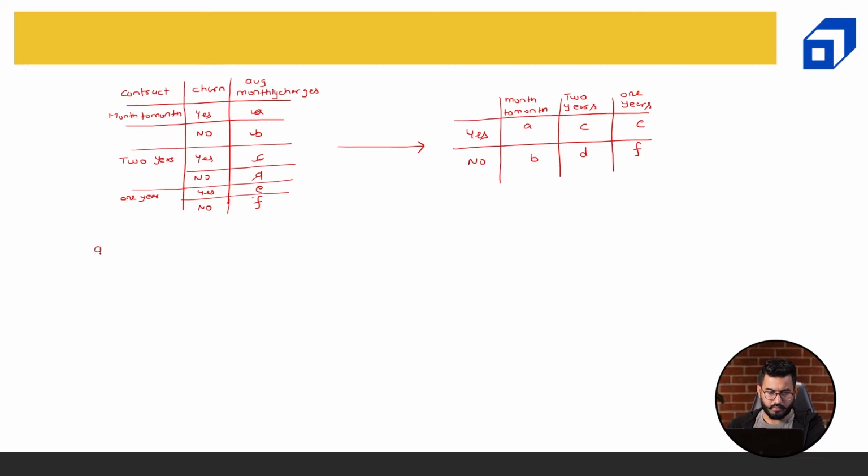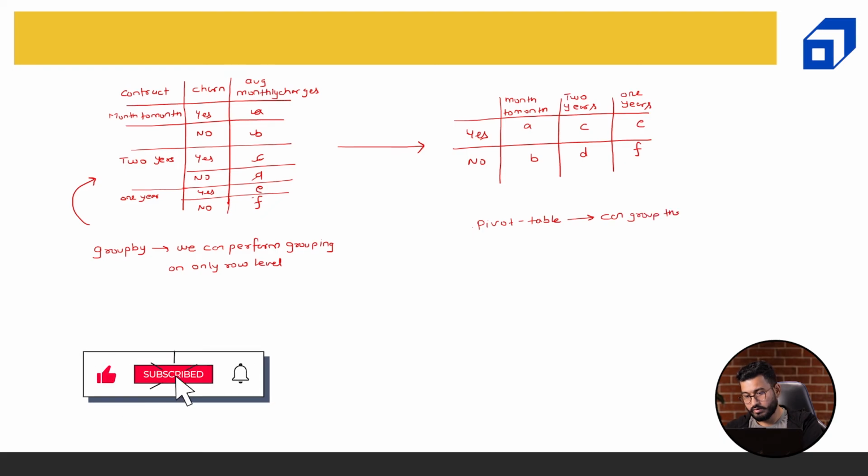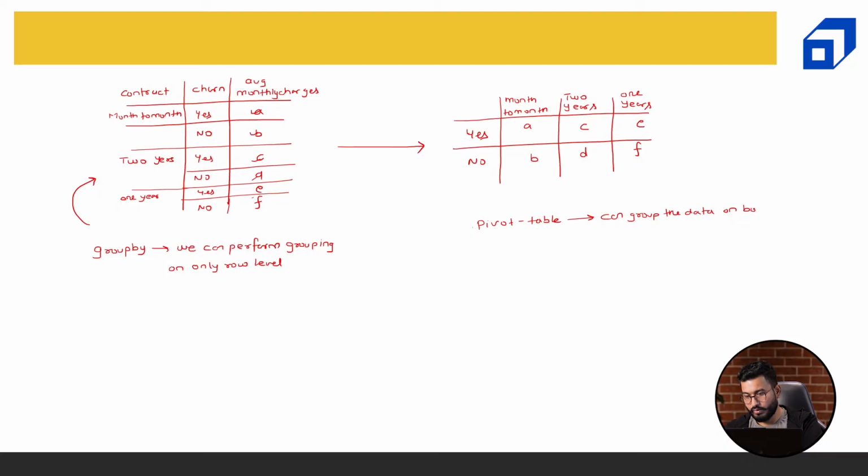So using GroupBy, we have created this output. Using group by, we can perform grouping on only row level. So we can only group the data on row level, but using pivot table, we can perform grouping on both rows and columns. So we can group the data on both row and column level. So how do we perform pivot table, or how to generate a pivot table?